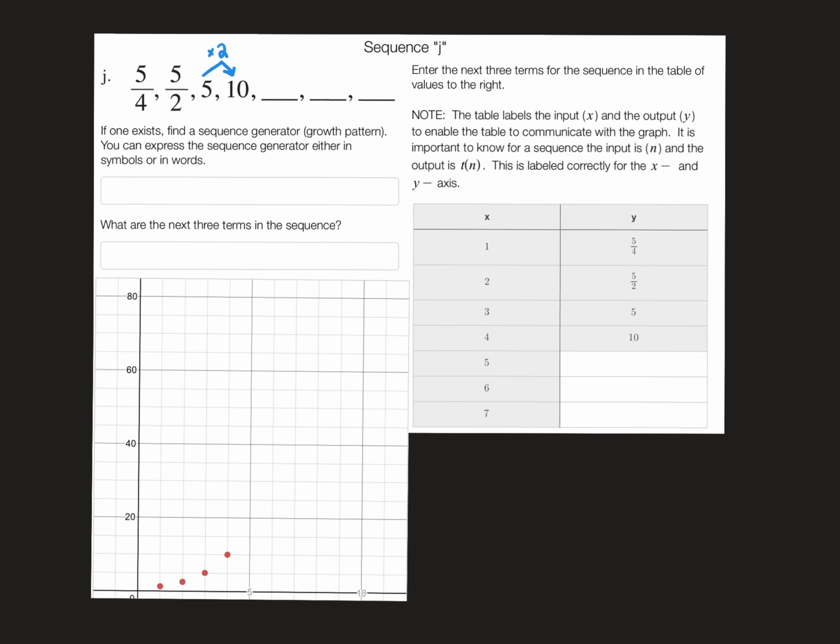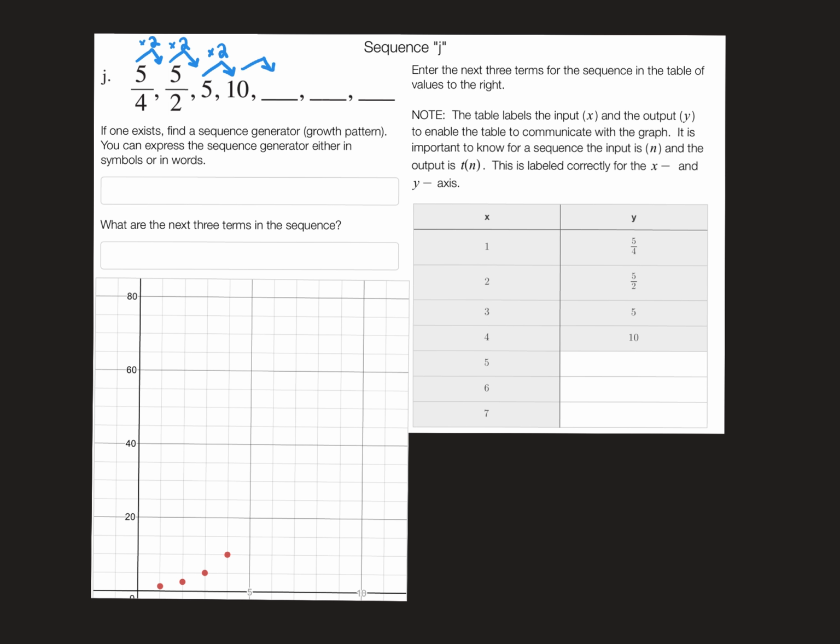So let's check and see if that works. If I multiply 5 halves by 2, I'm going to get 5, so that works. If I multiply 5 fourths by 2, I'm also going to get 5 halves. So it's a working theory. So let's keep extending that.